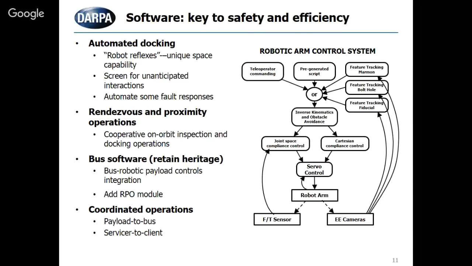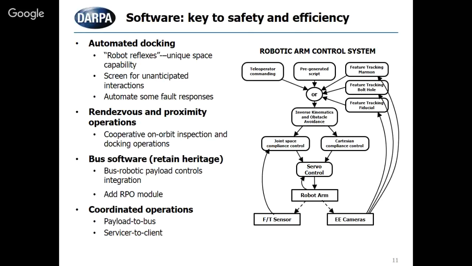But we also have these reflexes, which are an automated response to something going wrong, specifically motion of that client satellite that wasn't anticipated. We can tolerate a certain amount of motion, but if it exceeds that and we didn't plan on it, we want that arm to come back, just like you're touching a hot stove. We want that to come back without the operator having to think about it. And we want it to come back on a path that is guaranteed free of collision. So we have obstacle avoidance.